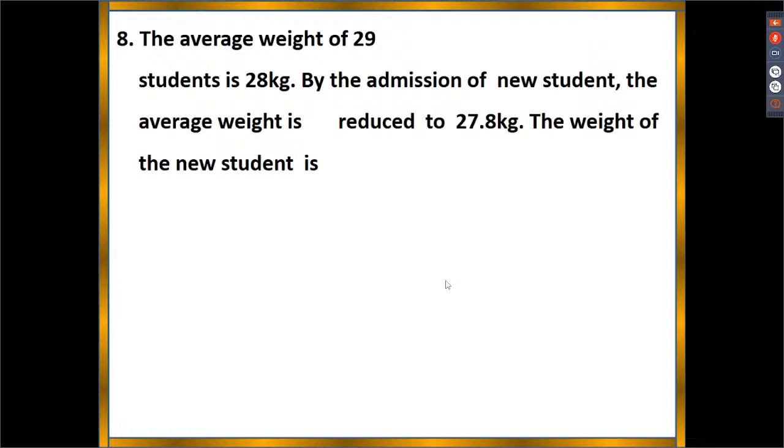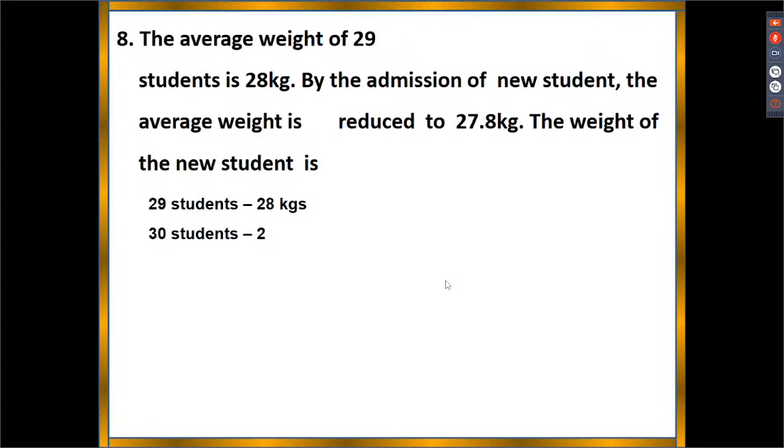The average weight of 29 students is 28 kgs. By the admission of new students, the average weight is reduced to 27.8 kg. The weight of the new student is? So, 29 students, 28 kg. Admission of a new student means adding to make 30 students.